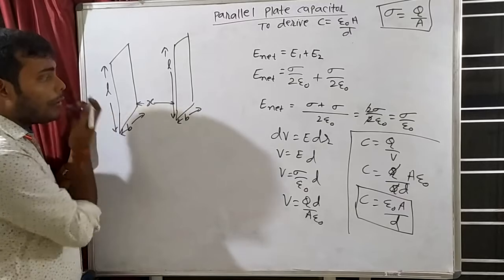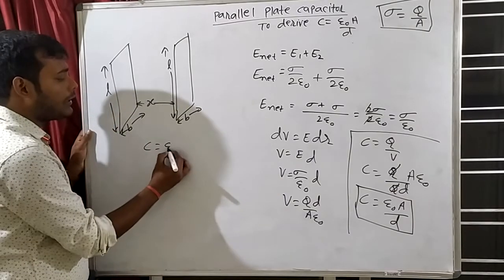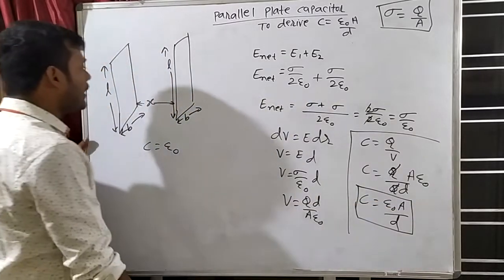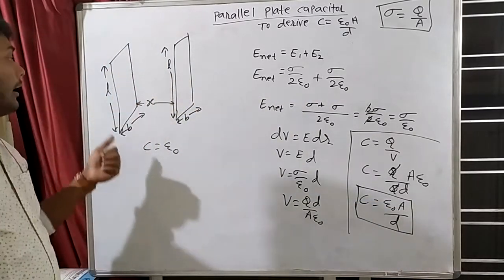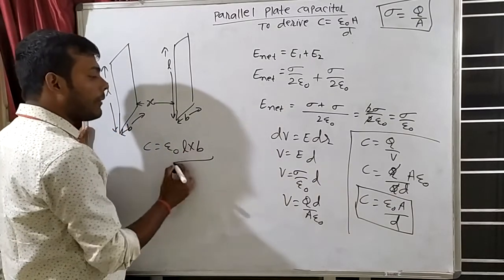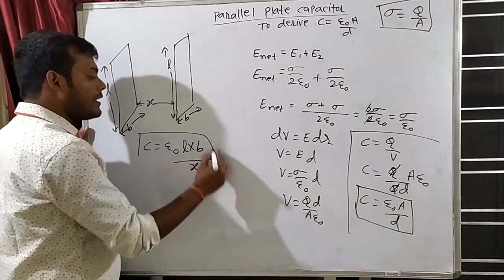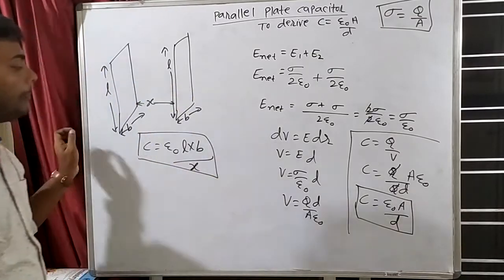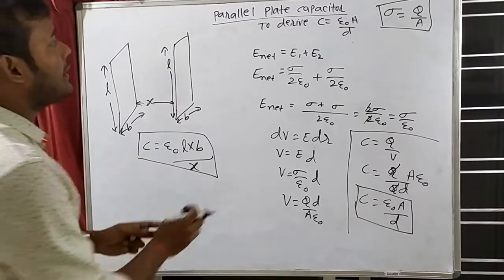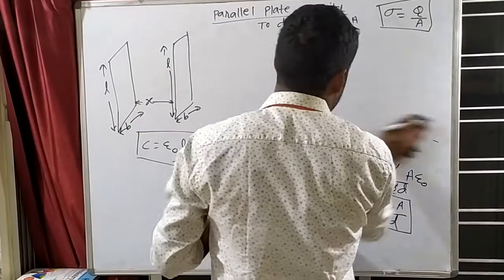Clear? So what will be the capacitance? Can we calculate capacitance? Capacitance is equal to epsilon naught A by D. So what is A? Area of the plate of the capacitor. So what will be the area of this plate? Length into breadth, right? So this will be L into B divided by the distance between the plates, X. So the capacitance of this capacitor will be epsilon naught L into B divided by X. Is it clear? It's not always necessary that they will give you this type of capacitor. Sometimes they can give you a different type of capacitor also.